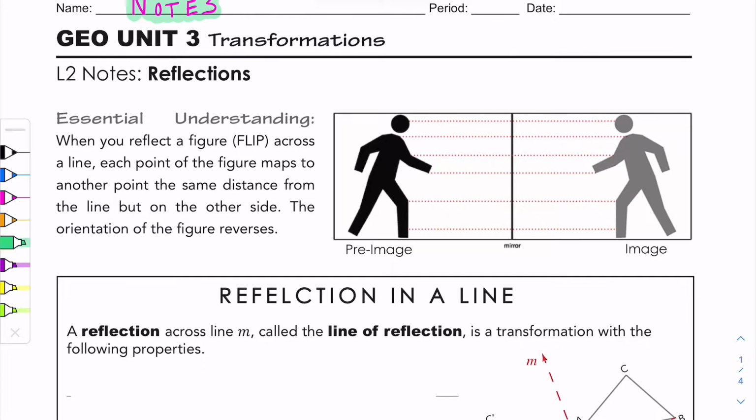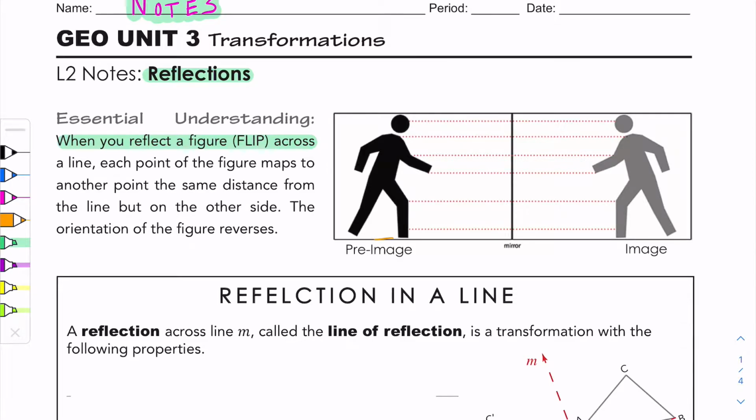Today's transformation lesson is on reflections. So when you reflect a figure or flip it across a line, each point of the figure maps onto another point. It's the same distance from the line, but on the other side. The orientation of the figure reverses. Think about looking at yourself in a mirror.